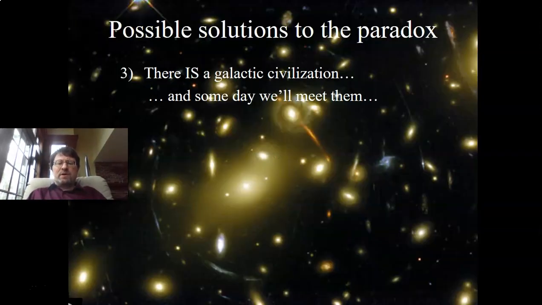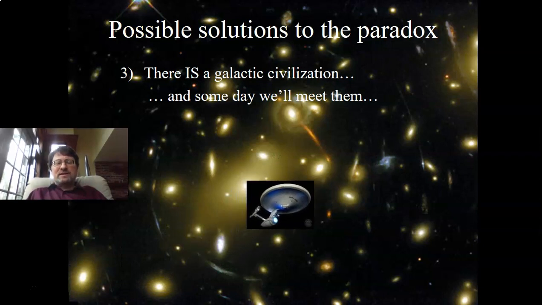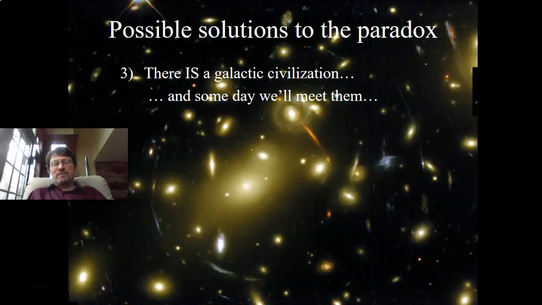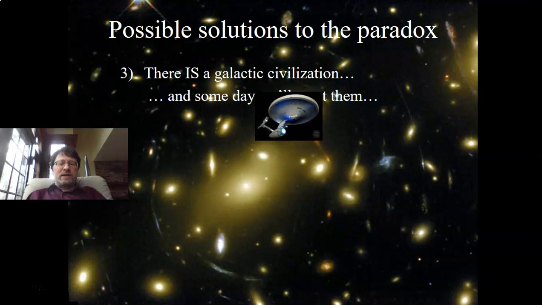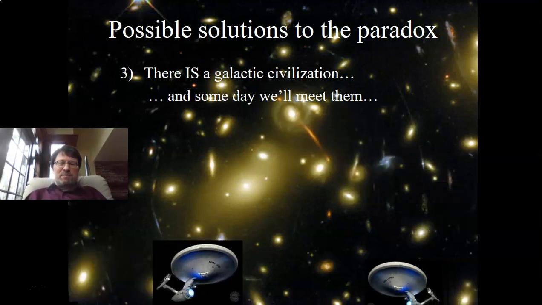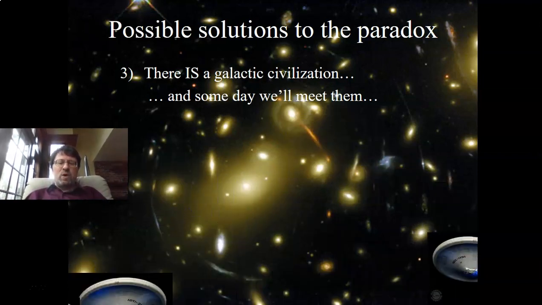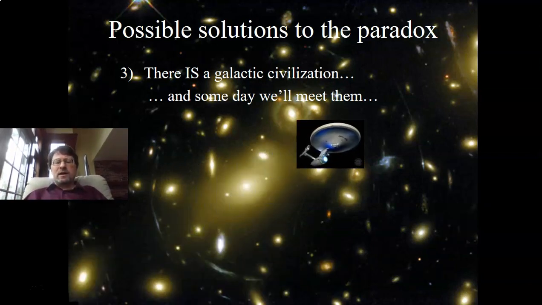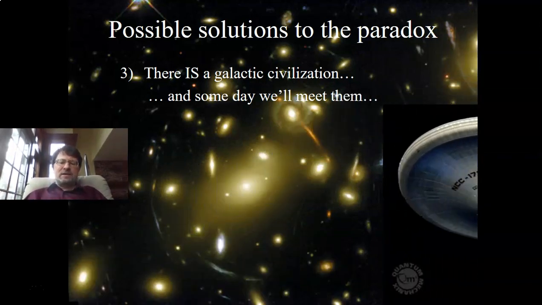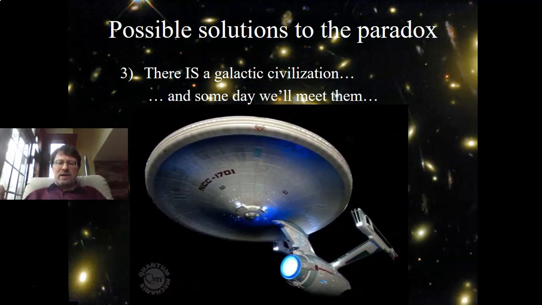The third possibility is that perhaps there is a galactic civilization, and someday we will meet them. I say this somewhat jokingly, but it is mentioned as a possibility within your textbook, and it's one to consider. The idea here is that the Drake equation tells us that there are a lot of civilizations that could potentially exist, and maybe at some point in the future we'll be able to interact with them.